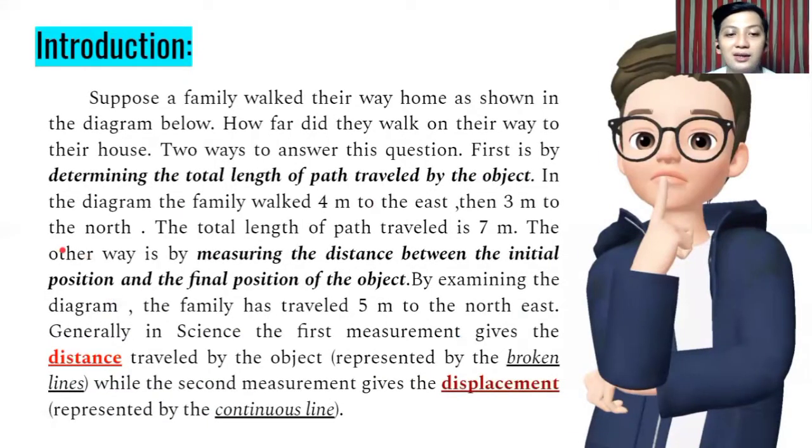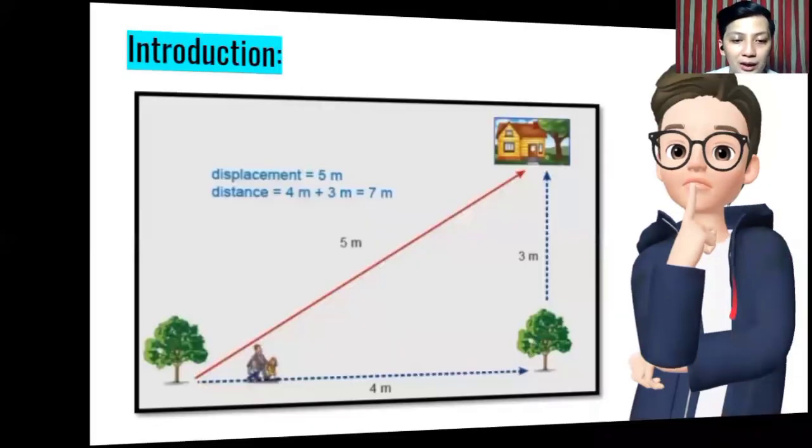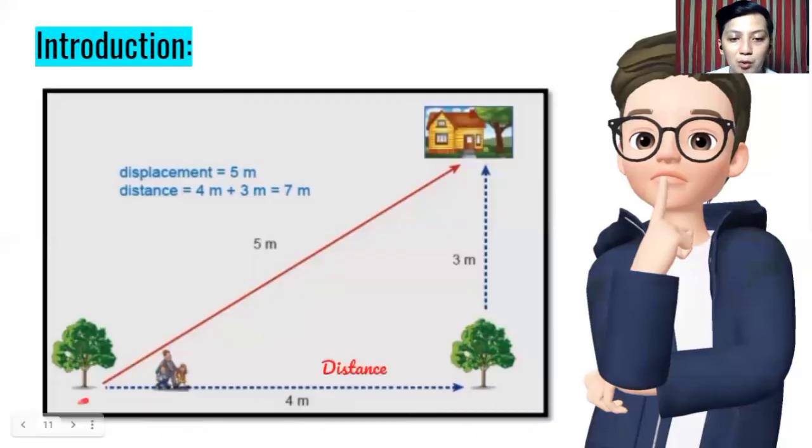Okay, so generally in science, the first measurement gives the distance traveled by the object, which is represented by the broken lines. Mamaya, makikita niyo yung broken lines. While the second measurement gives the displacement represented by the continuous line. So ito yun. So this one is the distance composed of the broken lines. Okay. Yan, yung mga putol-putol na linya. While this one, this continuous line is the displacement, the shortcut. Distance, long cut. Displacement, shortcut. Okay, do not forget that class.